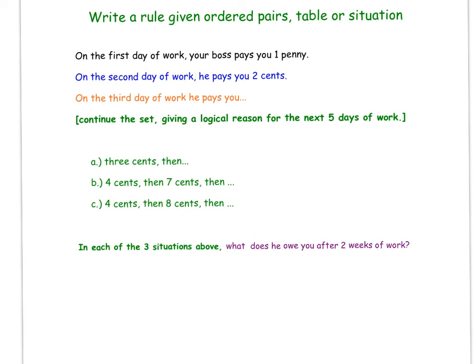So would you get 3 cents, then something, or would you get 4 cents, then 7 cents, then something, or 4, then 8, then what? And so in each of the 3 situations, what does he owe you after 2 weeks of work? So in this first situation, you get 1 on the first day, 2 on the second, 3 on the third, 4 on the fourth, and so on. The next one you get 1, then 2, then 4, then 7, and so on. And in the last situation you get 1, 2, 4, 8, and so on.